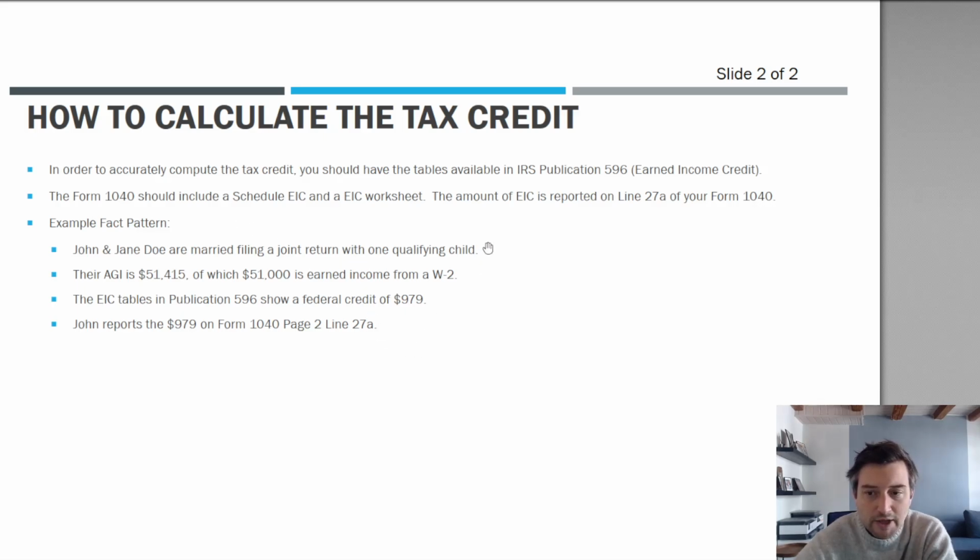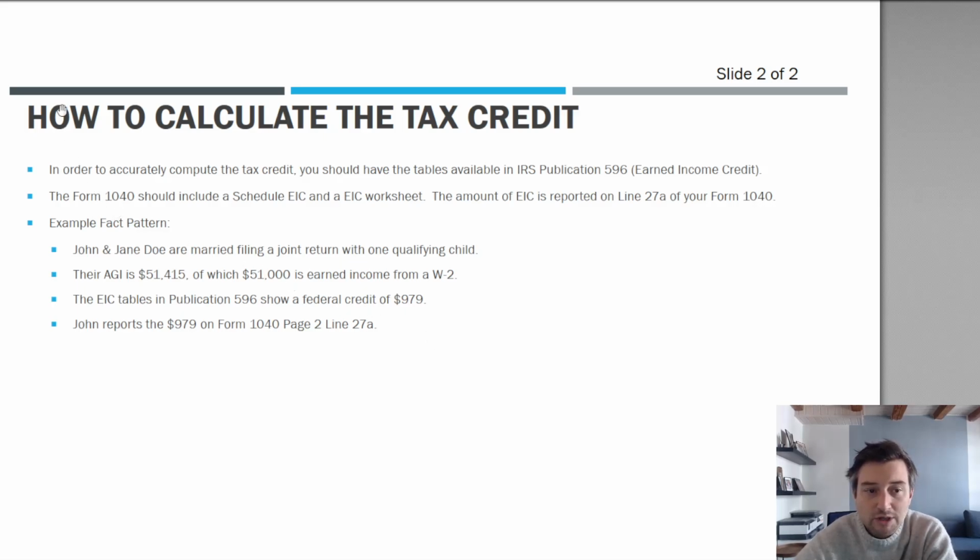All right, so here's our fact pattern. Pretty straightforward. We've got John and Jane Doe. They're married filing a joint return, and they have one child. Let's say the child's 5 years old. Their adjusted gross income for the year is going to be $51,415, and then of that amount, $51,000 is earned income from W-2 wages. Now, the EIC tables, when we have a look at this, what we'll find is based on those income amounts with one qualifying child and the married filing joint return, they're going to get an EIC amount of $979.